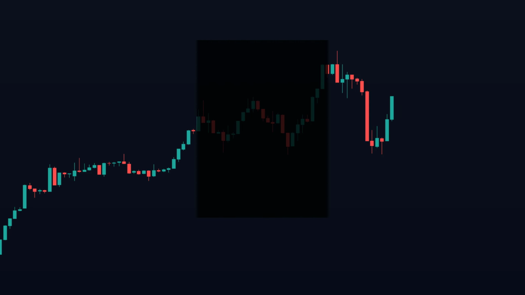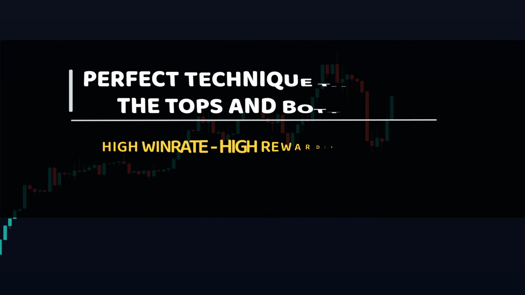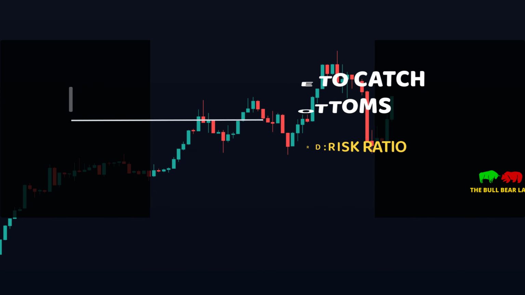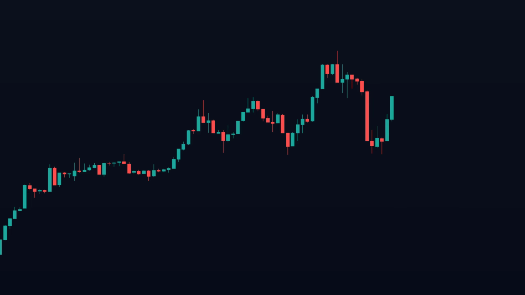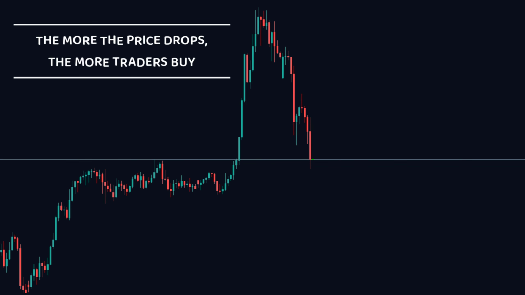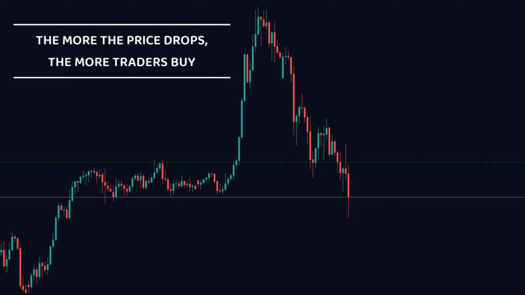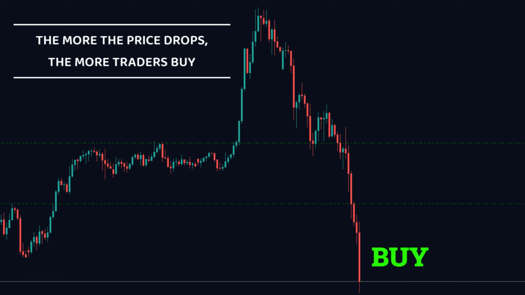Hi everyone, if you read the title and think that we can catch the tops and bottoms, that means we will sell at the highest price and buy at the lowest price. Well, you're wrong. Most of the traders get used to the fact that the more the price drops, the more they will buy. The case of selling is opposite.